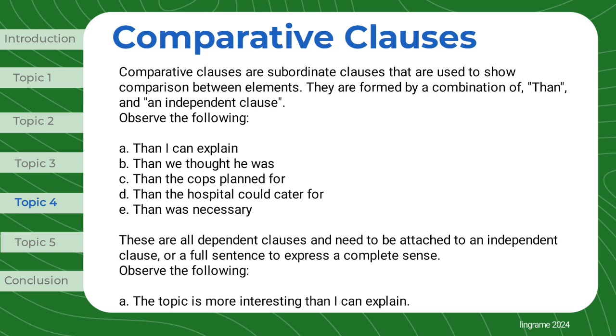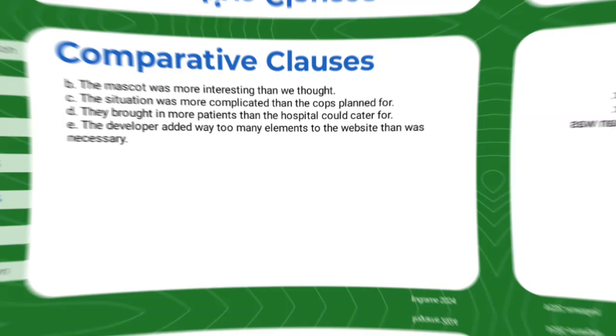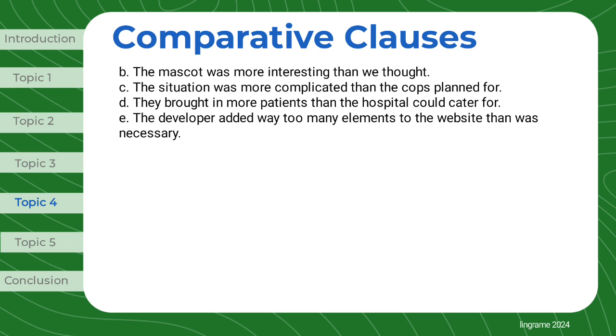These are all dependent clauses and need to be attached to an independent clause, or a full sentence, to express a complete sense. Observe the following: the topic is more interesting than I can explain. The mascot was more interesting than we thought. The situation was more complicated than the cops planned for. They brought in more patients than the hospital could cater for. The developer added way too many elements to the website than was necessary.